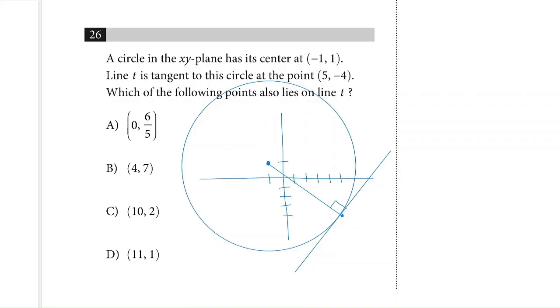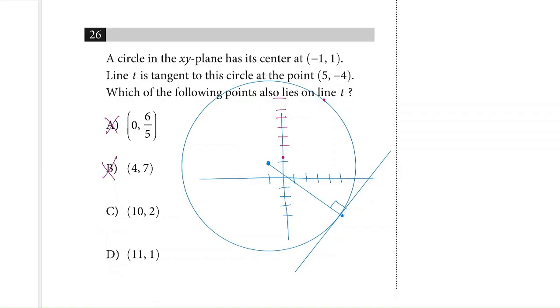Now it's asking us which of the following points also lies on line T. So let's just estimate these first two options. 0, 6/5, which is going to be 0/1, is going to be about here. That does not lie on line T. 4/7 is going to be somewhere up here. That's also not going to lie on line T. Line T is here, and we are looking for something that is going to cross our x-axis somewhere between those two values.